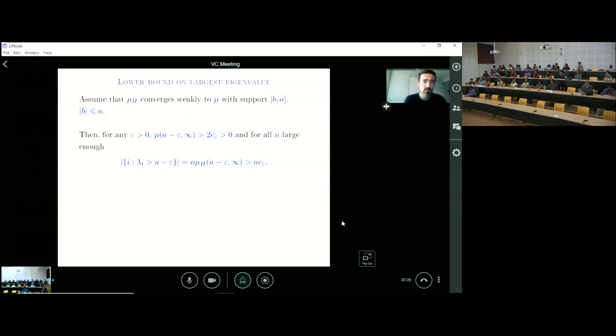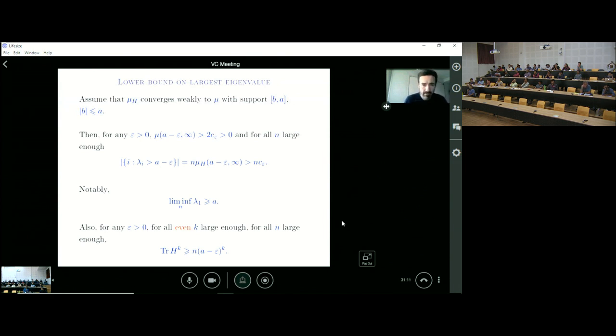Then since A is in the support, mu puts a positive mass on the interval (A minus epsilon, plus infinity). Due to the fact that mu_H converges to mu weakly, you will deduce that the number of eigenvalues which are larger than A minus epsilon grows linearly in n. So in particular, the largest eigenvalue is at least A minus epsilon. Okay, and the limit of your largest eigenvalue is A.